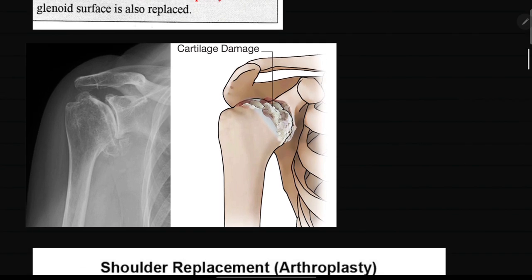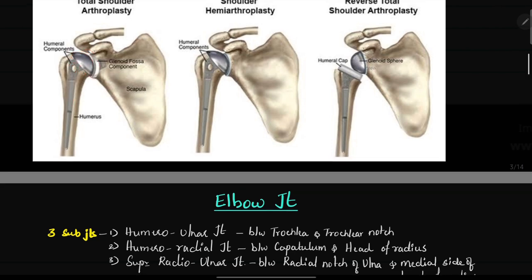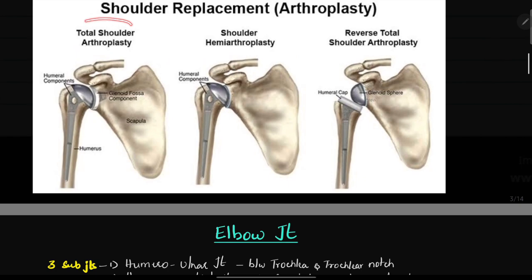See, this is a condition where the cartilage of the head of the humerus has vanished, and the movement of the shoulder joint is restricted, and that will be replaced by, you can see, a metal ball here, and there is a socket to the glenoid plate. So this together, it's a total shoulder arthroplasty. This replacement is called an arthroplasty.